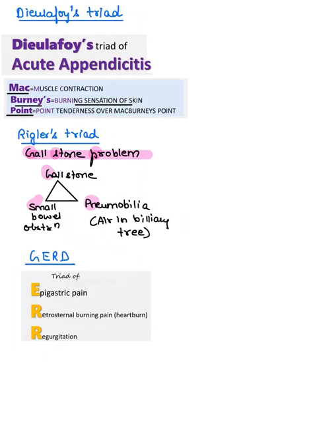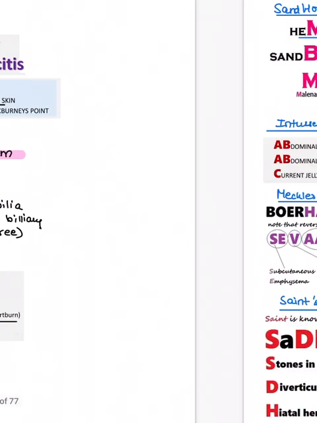Now coming on to the next one, that is gastroesophageal reflux disease. So what happens when you take the food? There is reflux, and there are features of nausea, vomiting. So E is for epigastric pain, R is for retrosternal heartburn. Okay, and there is regurgitation, as I said, guys.